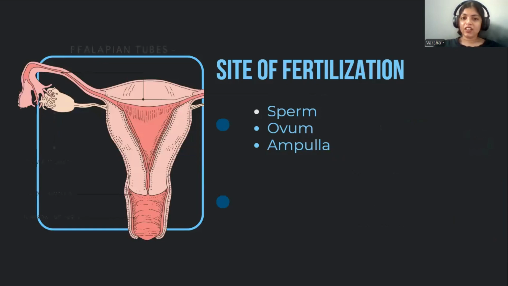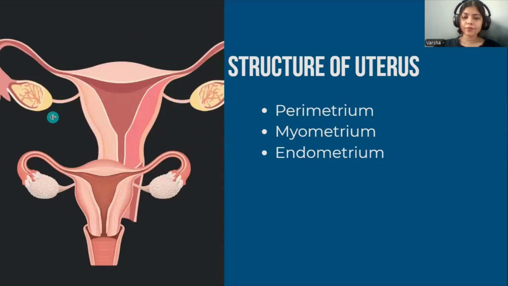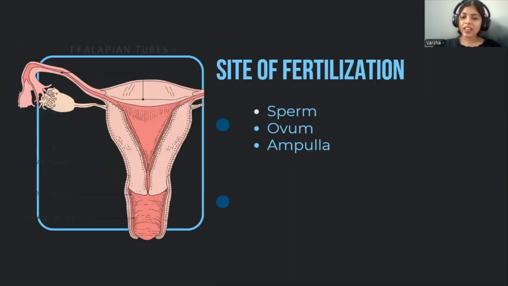Now listen very carefully. Fertilization occurs in the ampulla. This is a direct NEET question. So if you remember just this line, you can get marks easily. Fertilization occurs in the ampulla. After fertilization, the zygote starts dividing. It moves from the fallopian tube towards the uterus. This movement is very important for implantation.